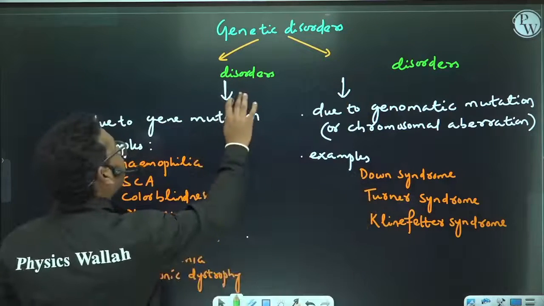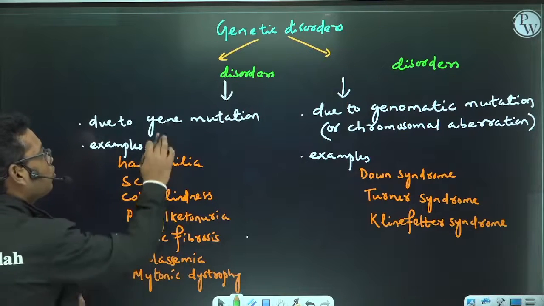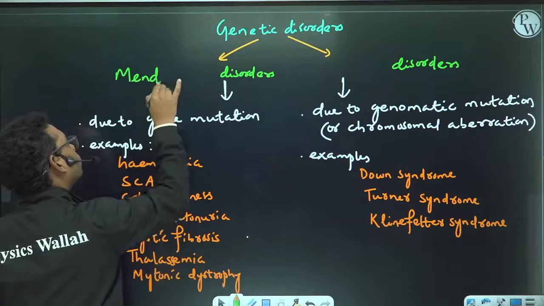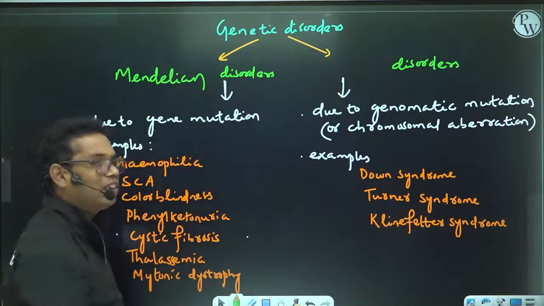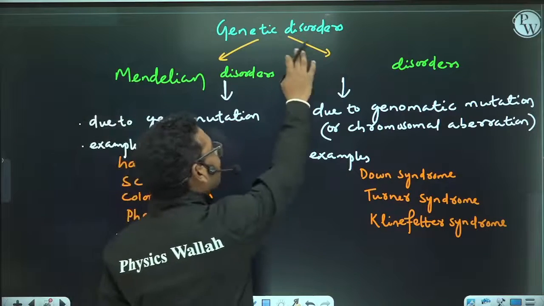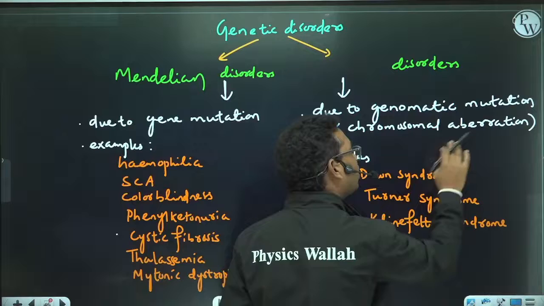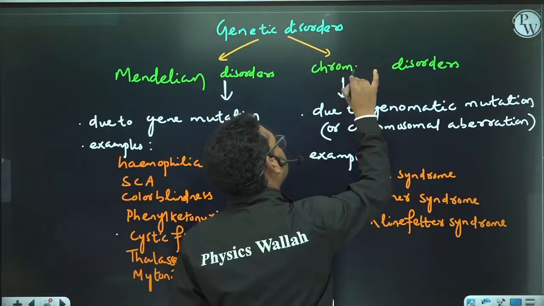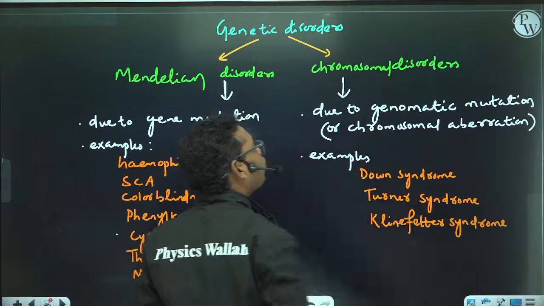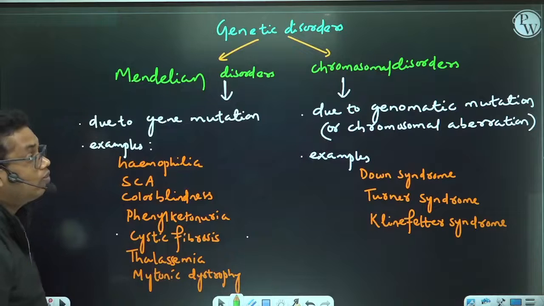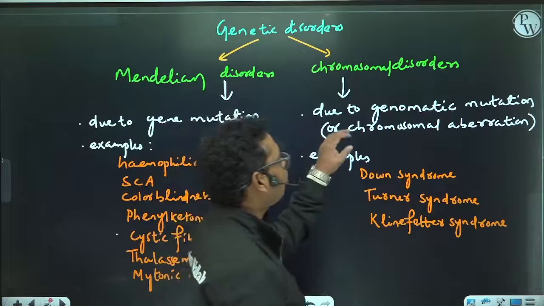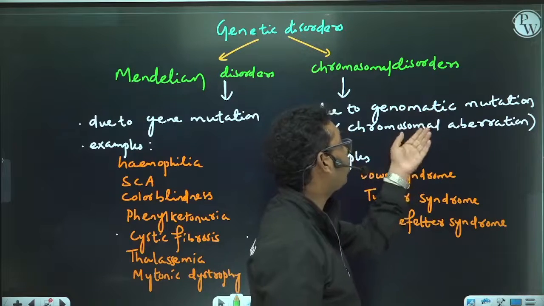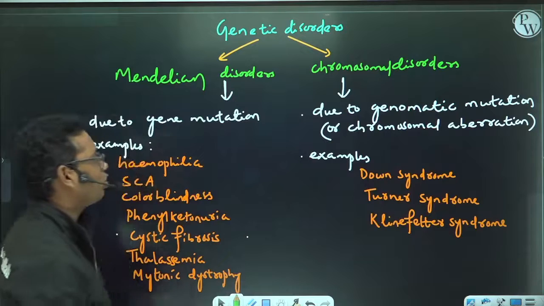Just a minute. If the disorder is due to gene mutation, that is called Mendelian disorder. And if the genetic disorder is due to genomic mutation or chromosomal aberration, that is, change in the chromosome number or change in the chromosome structure, that is called chromosomal disorder.